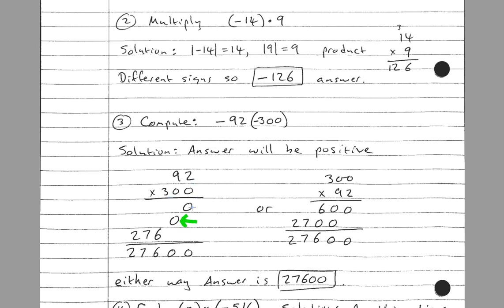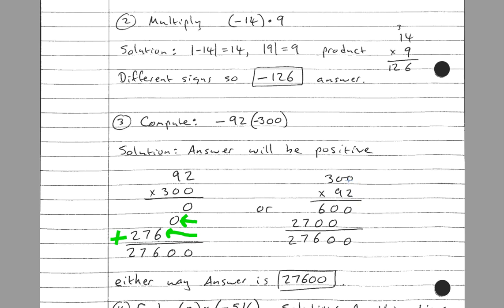So we get 3 times 2 is 6. So the 6 has to go in the third column, the hundreds column. And 3 times 9 is 27. All right, then add these three: 0, 0, 6, 7, 2. So the product is 27,600.